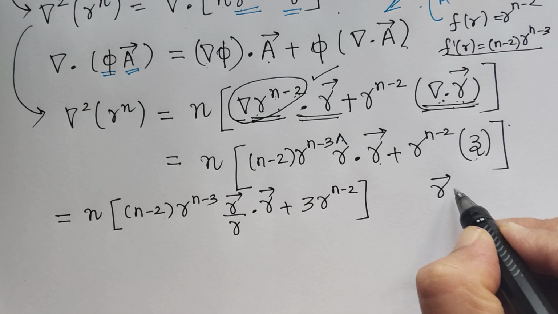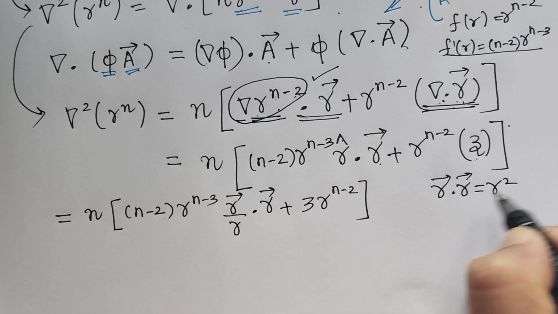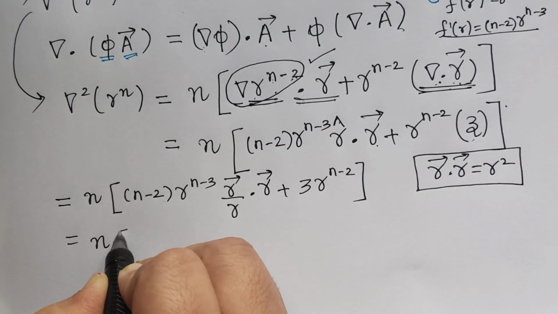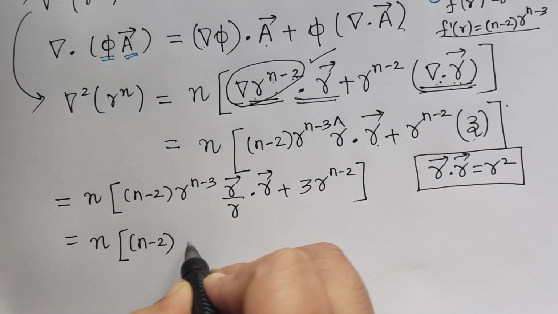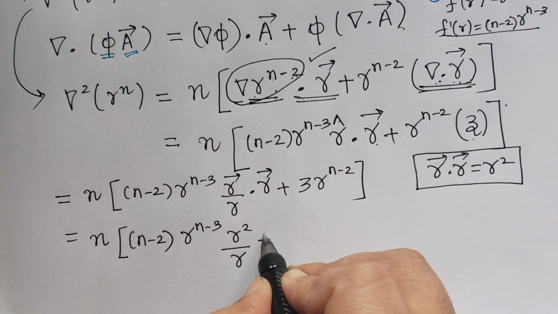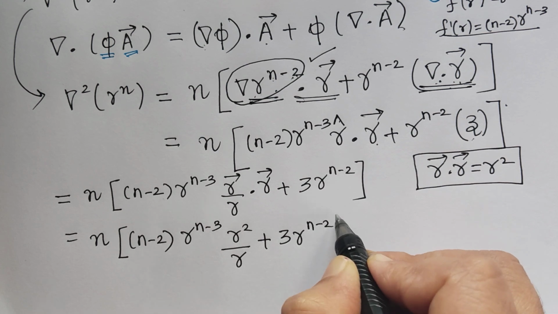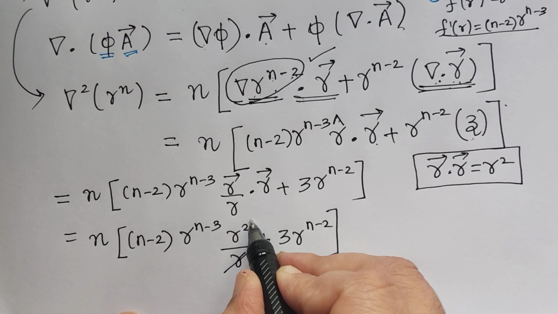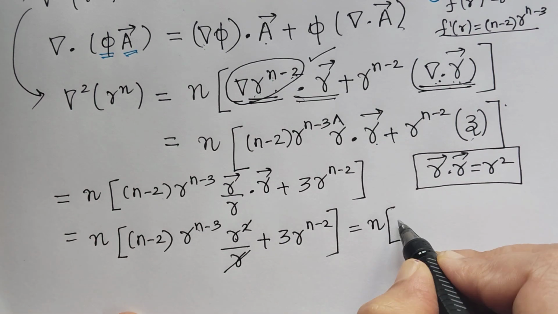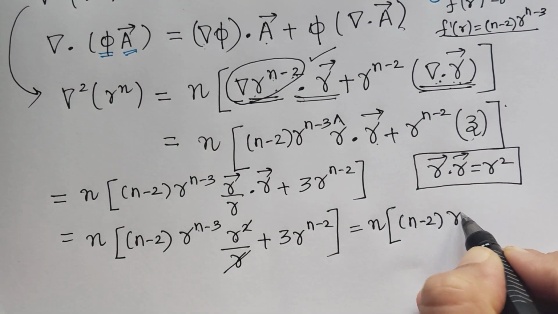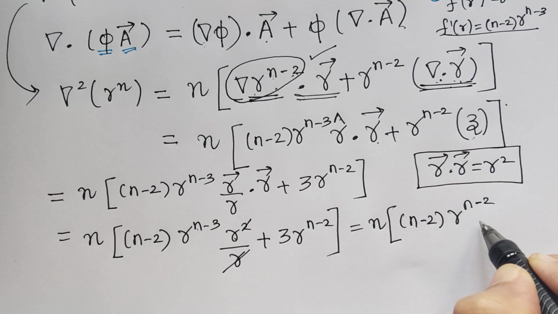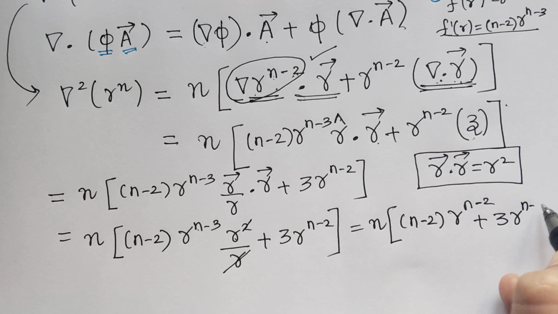But what is r vector dot r vector? It is equal to r square. So we shall make use of this now. So this will be further equal to n multiplied with n minus 2 r to the power n minus 3 r square divided by r plus 3 r to the power n minus 2. Now if you see, one of the r gets cancelled and this can be added up with this. So this will be equal to n multiplied with n minus 2 r to the power n minus 3 plus 1, so it will be n minus 2 plus 3 r to the power n minus 2.